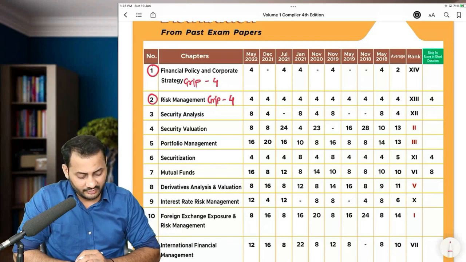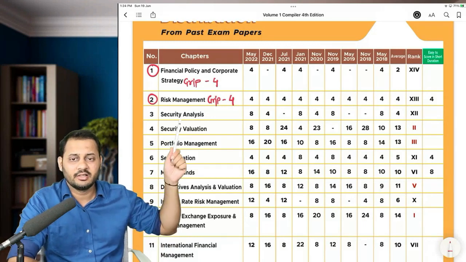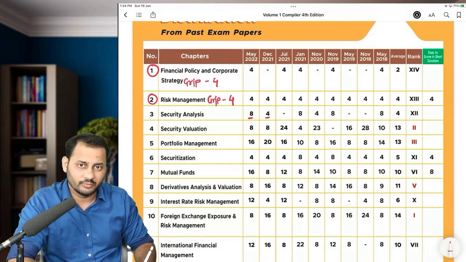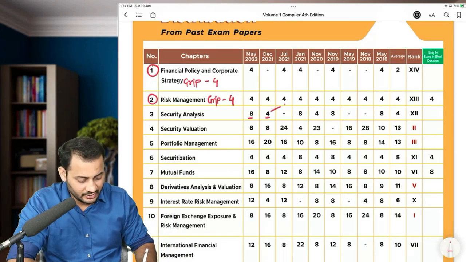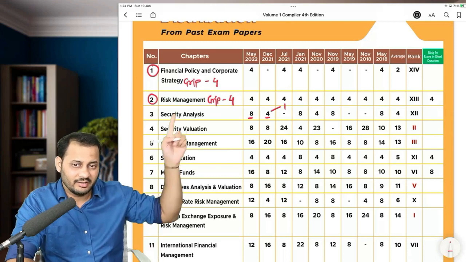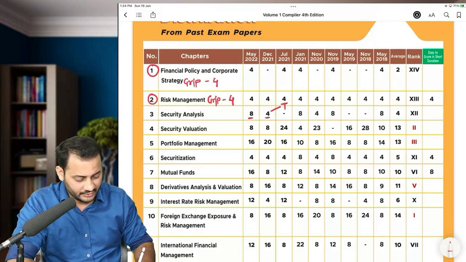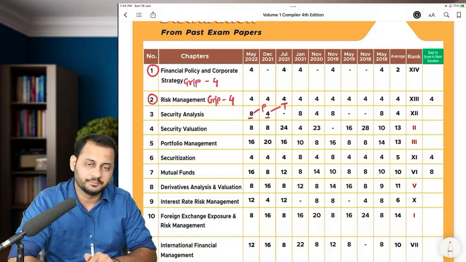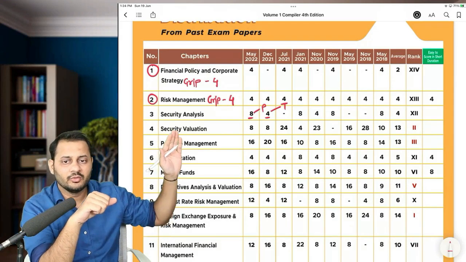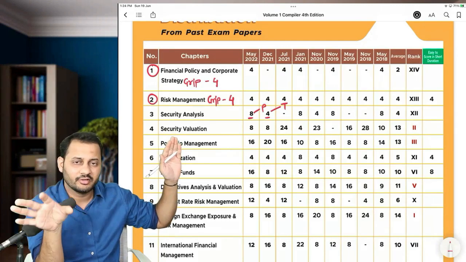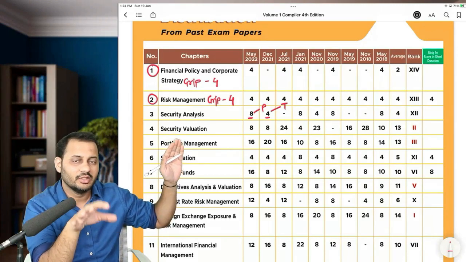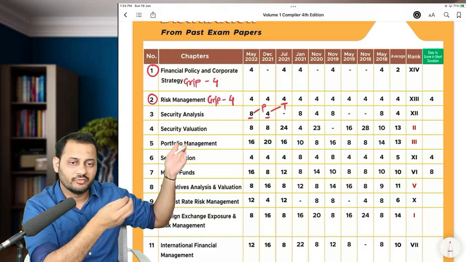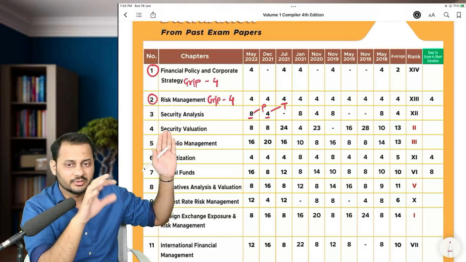Then comes the security analysis. You can clearly see that 8 marks of questions have been asked sometimes, and sometimes it is 4 marks of questions. So whenever you see 4 marks in security analysis, it is purely a theory question, and whenever you see 8 marks, it is a practical question that they had asked. Okay, good enough. Now go with the security valuation. It is going to take a lot of time to complete the security valuation chapter, but it also carries a lot of weightage, like 8 marks, 24, 4, 23, and so on. It covers practical questions mostly.